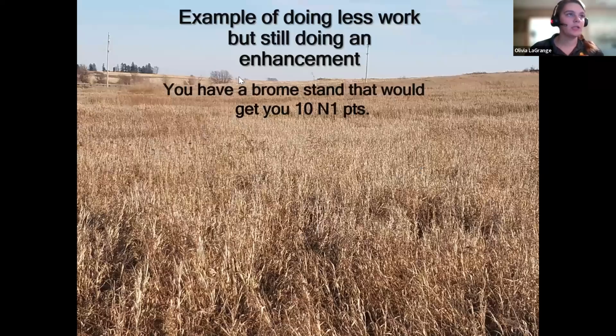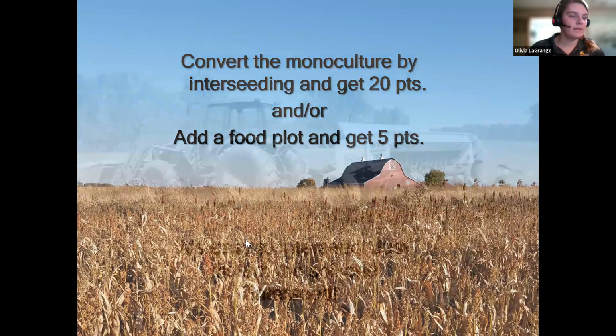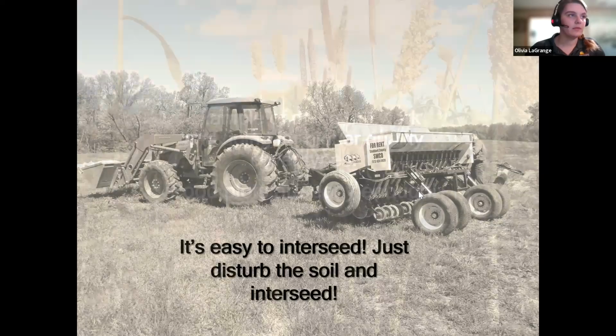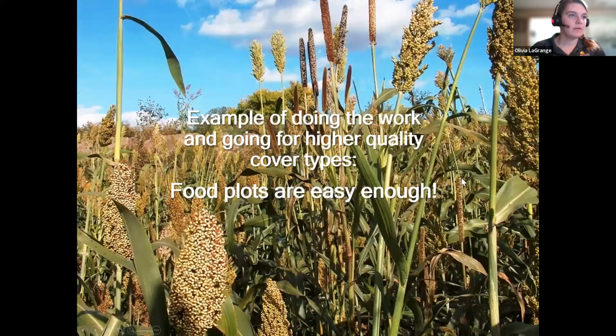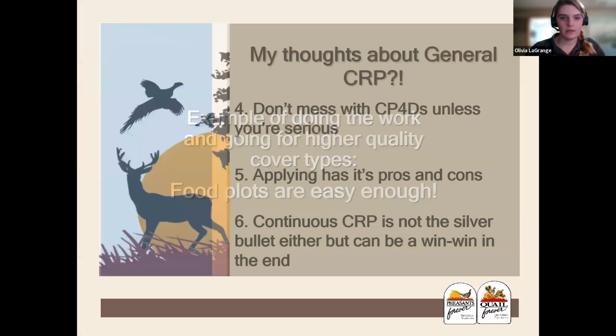Another option: convert a monoculture by interseeding. That would get you about 20 points in food plots. So that's something we talked about as far as management, or even just interseeding, you can add in a food plot. This is a little bit more about management. It's easier to interseed. You just need to disturb the soil.